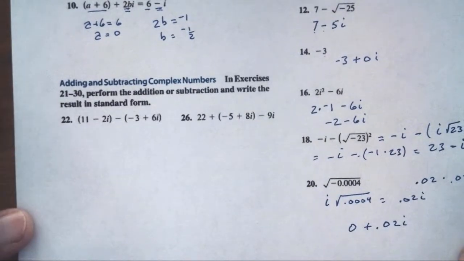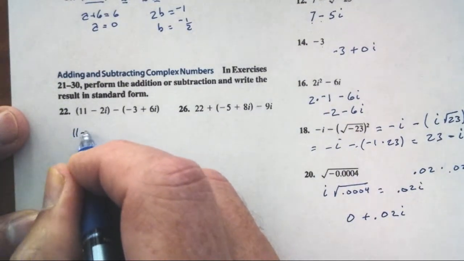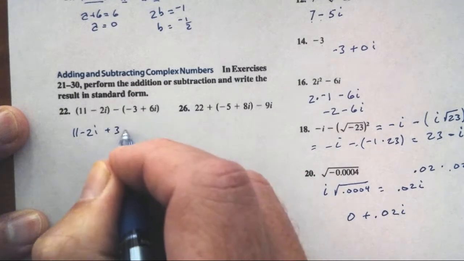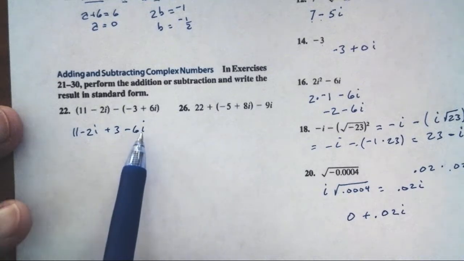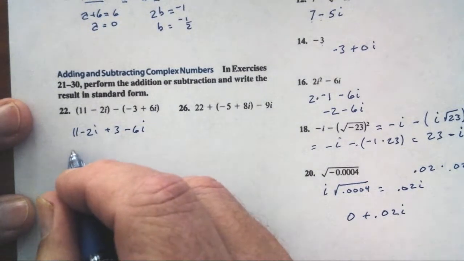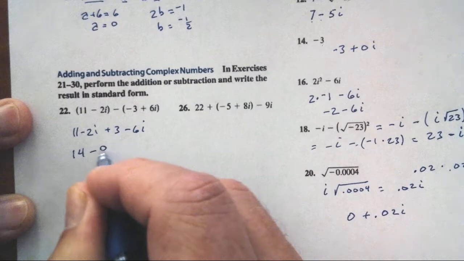Okay, addition and subtraction couldn't be easier here. This is going to be 11 minus 2i, distribute the negative, plus 3 minus 6i. And you can, in this case, just treat i's like variables. In fact, in all cases you can, other than when we get i raised to a power, as you'll see shortly. So I end up with plain old 14, and minus 8 i's.